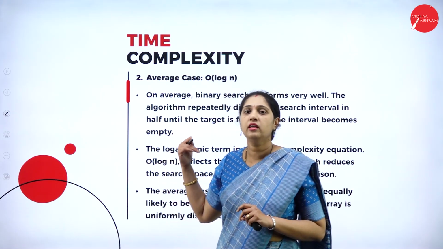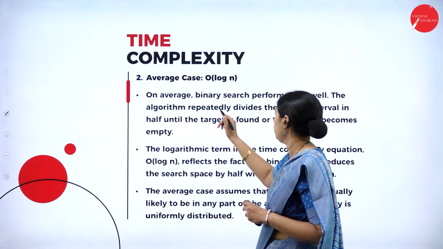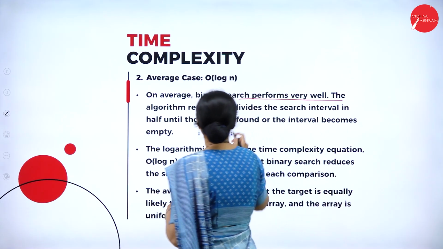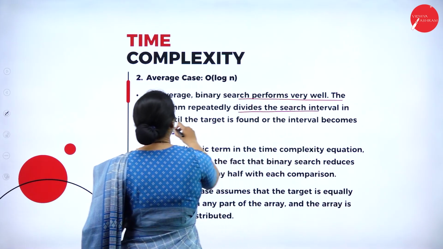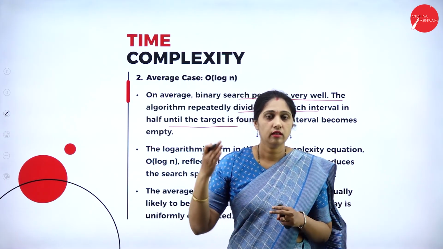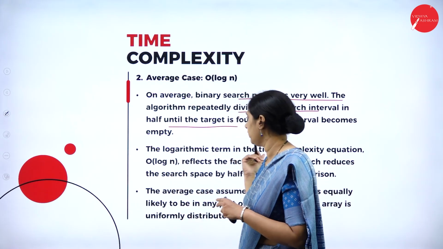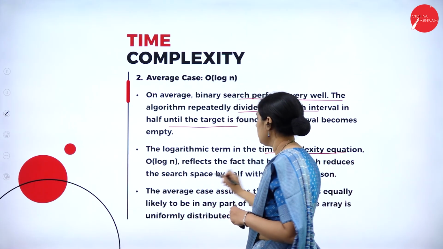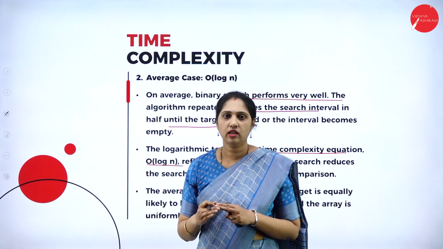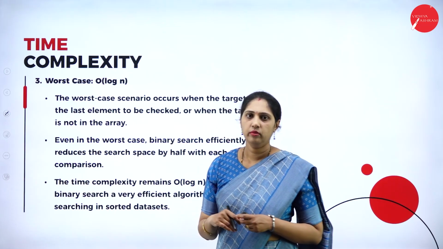The average case is when I don't get my key element in the middle. Binary search performs very well on average, repeatedly dividing the search interval until the target is found. So we keep on dividing until we get the key, or until we get the target. The time complexity is again big O of log n, since the divide procedure is done, so we indicate it with log. Again, the worst case is also similar.